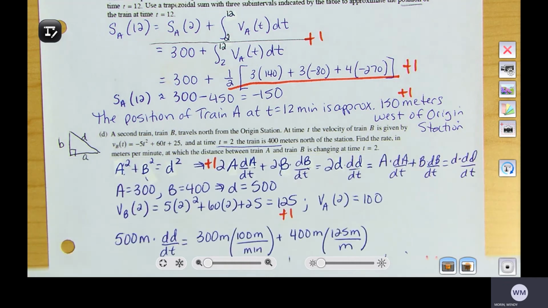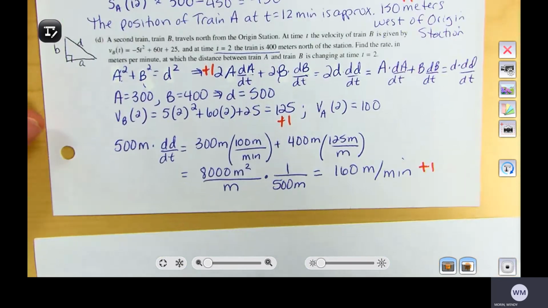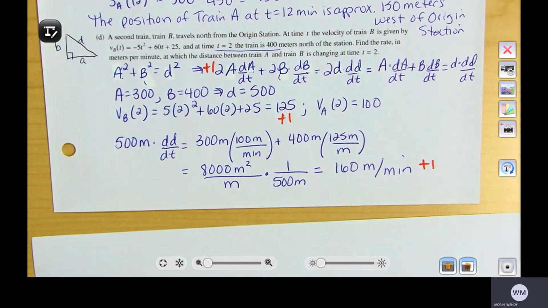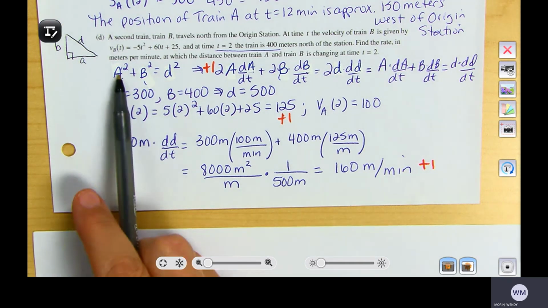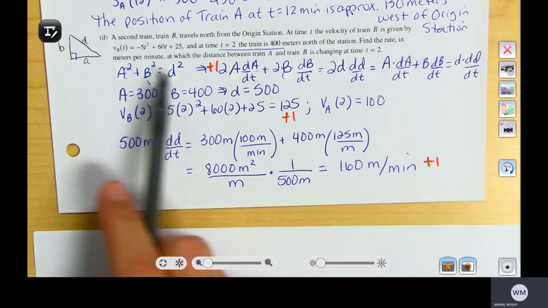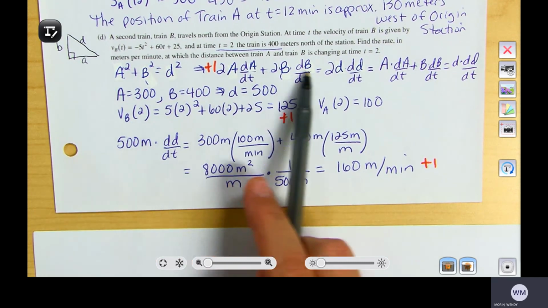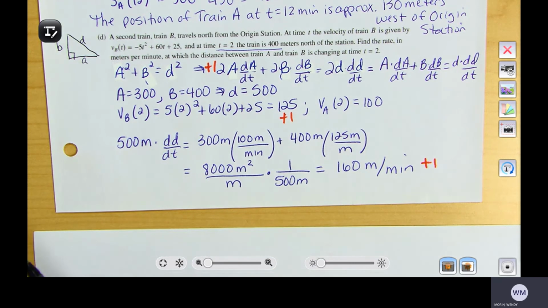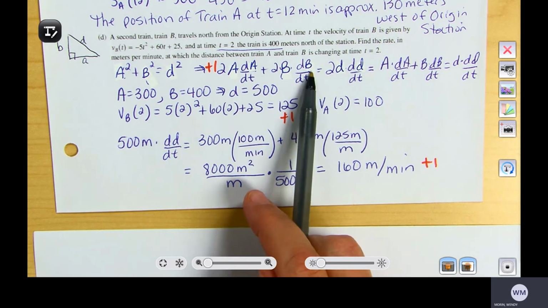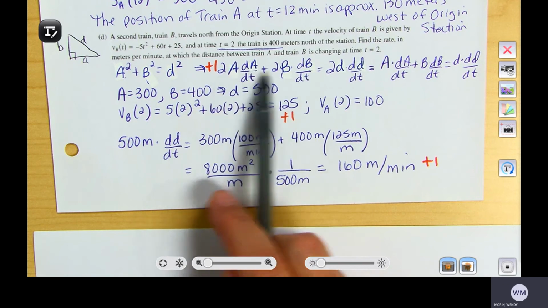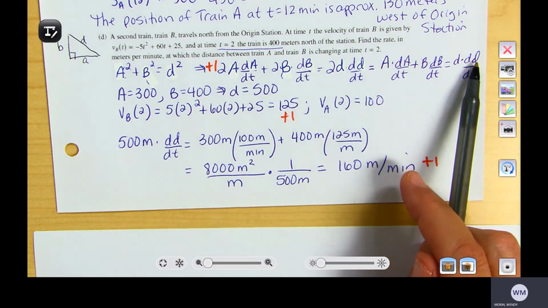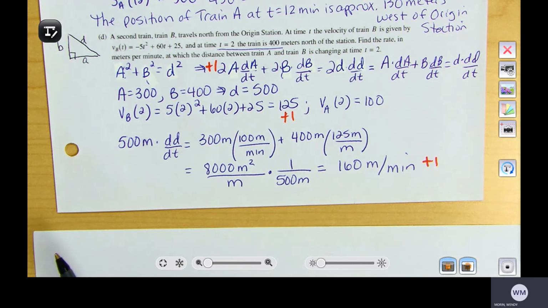Okay, hopefully you paused and tried it on your own, and this is the answer you should have come up with, 160 meters per minute. So if you didn't get that, go ahead and pause the video and you can copy this down. We took the a squared plus b squared equals d squared, and we took the derivative with respect to time, if you remember doing all of that. Okay, derivative with respect to time. I divided everything by 2 because I can, and then I used all the given information, found the unknowns, and plugged in my rates and all of that good stuff. So there's a nice related rate question.